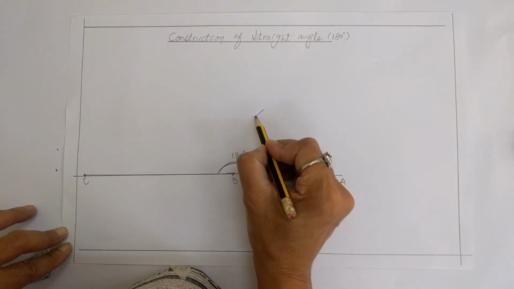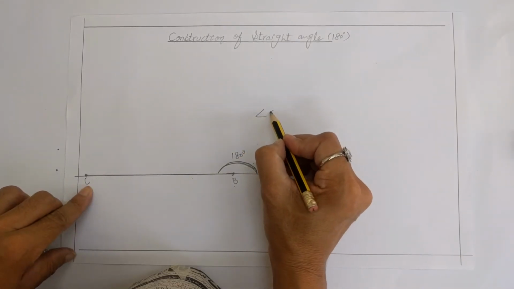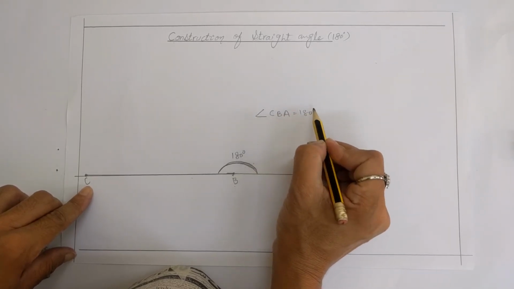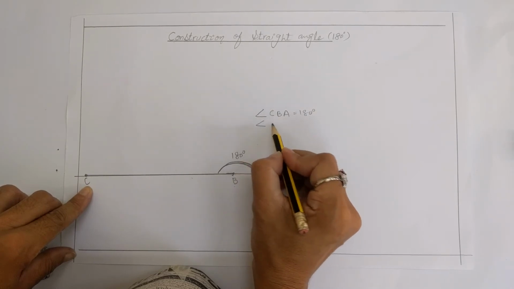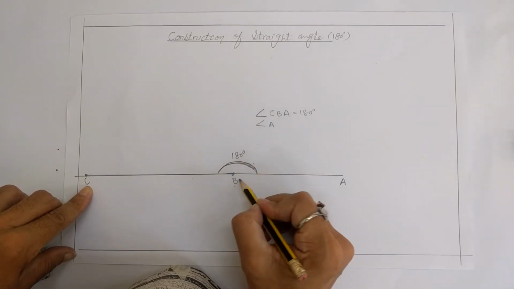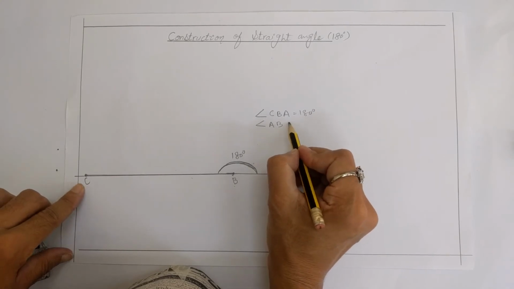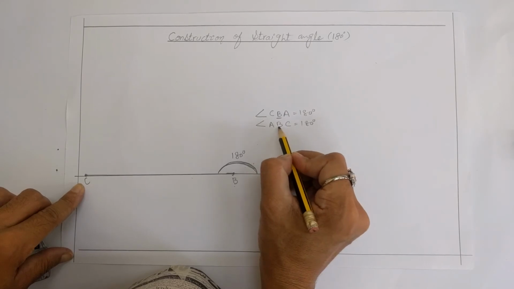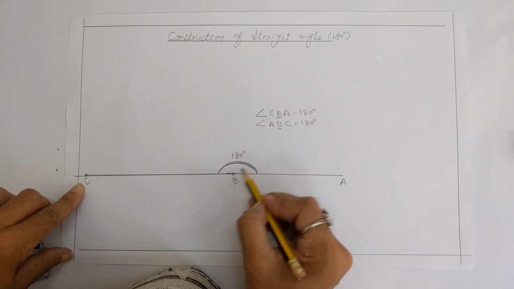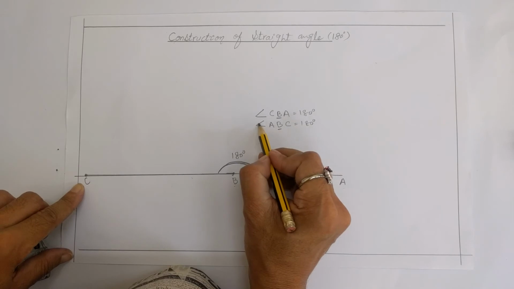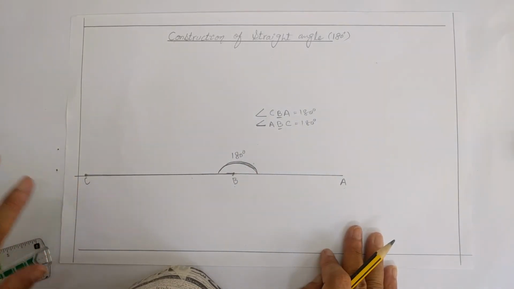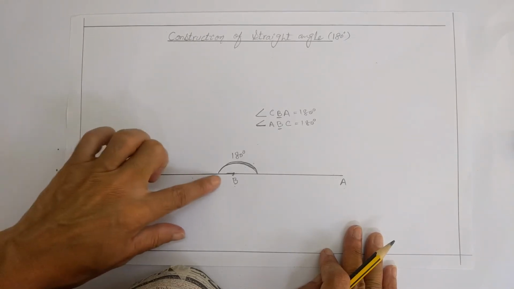How will we write the angle? In the notation form, angle CBA is equal to 180 degree, or you can also write angle ABC is equal to 180 degree. Keep it in your mind that your vertex where you are constructing your angle should be in the middle position when you show the notation form of the angle. Clear?